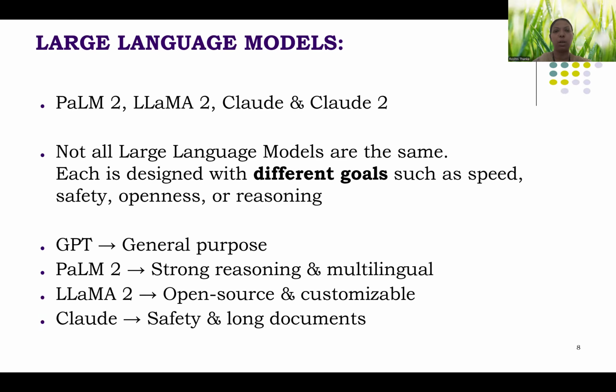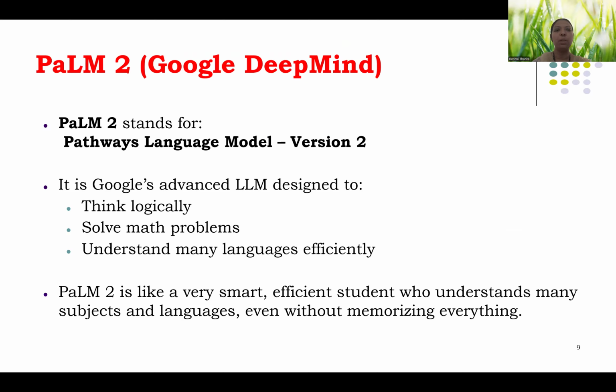Let's see a little more in depth. PaLM is Google's product. It stands for Pathways Language Model, and 2 means version number 2. It is basically made for logical thinking. It can solve maths problems. It can understand many languages as well.